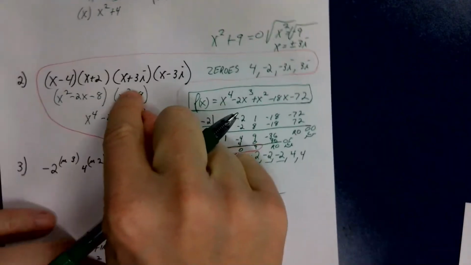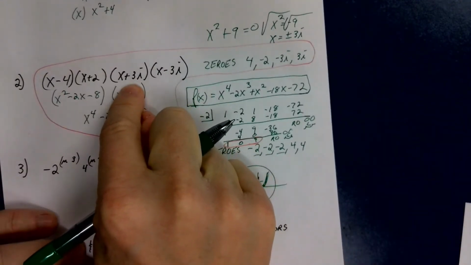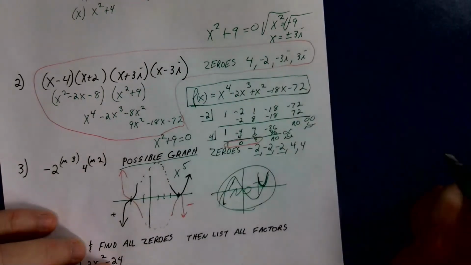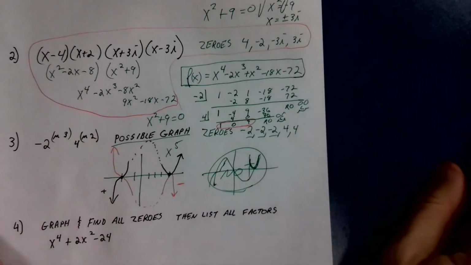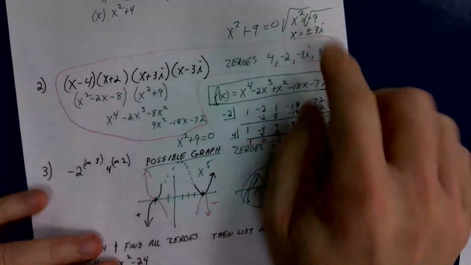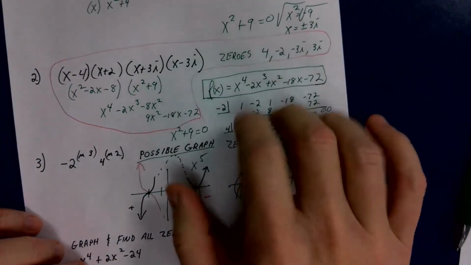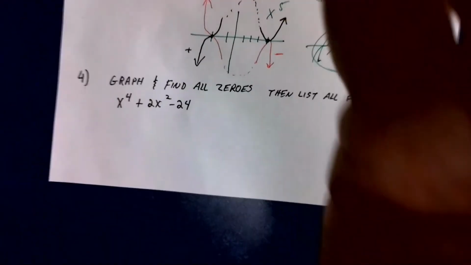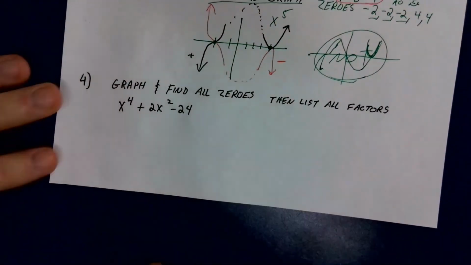Oh my gosh, look at that. There's my negative 3i and there's my positive 3i factors. Those are my 2 other zeros. So I was able to, pretending not knowing this, start from here and find all of the zeros from it, which is what we're going to try and do right on this one.